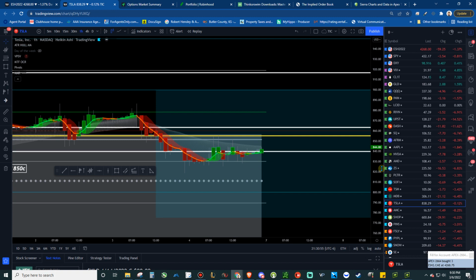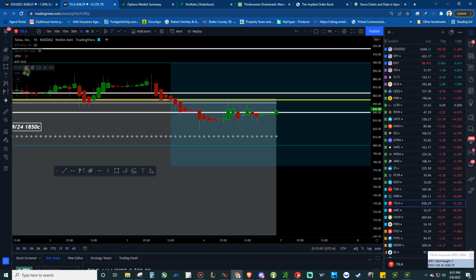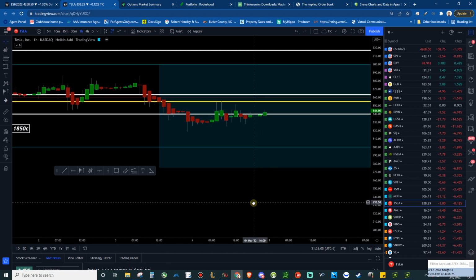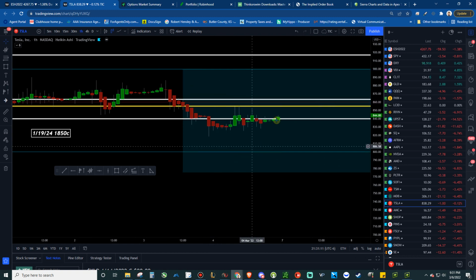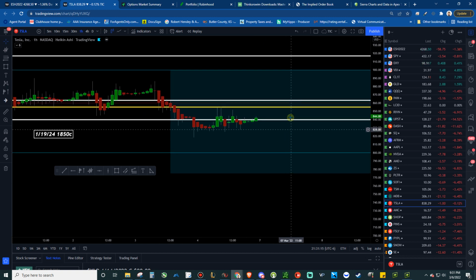I kind of painted a little bit of a picture here based on the expected range and that kind of stuff, so let's just remove most of that. So here's the expected range. Here's the big gamma exposure levels here, 900 and 800. And then here's the volatility trigger, this 855. And then I put in some points of control in here, just whatever.